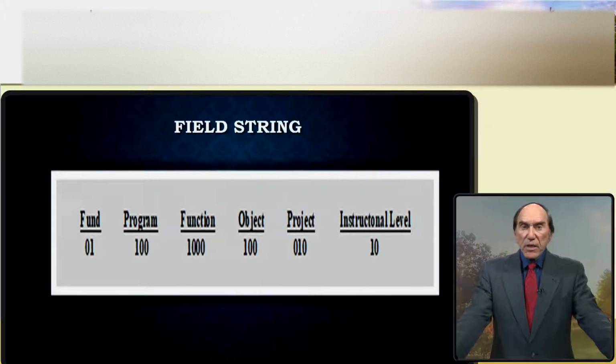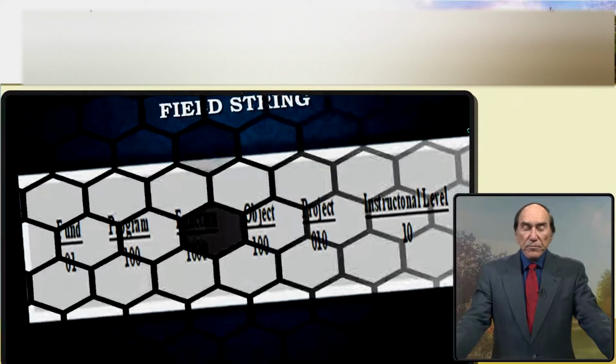This line describes a general fund transaction in the regular elementary and/or secondary program, or the 100 account, and the instruction function, or the 1000 account. The field string further details the expenditure for regular employees' salary, or the 100 account, in a local project, or 010 account, at the elementary school, or 10 account.